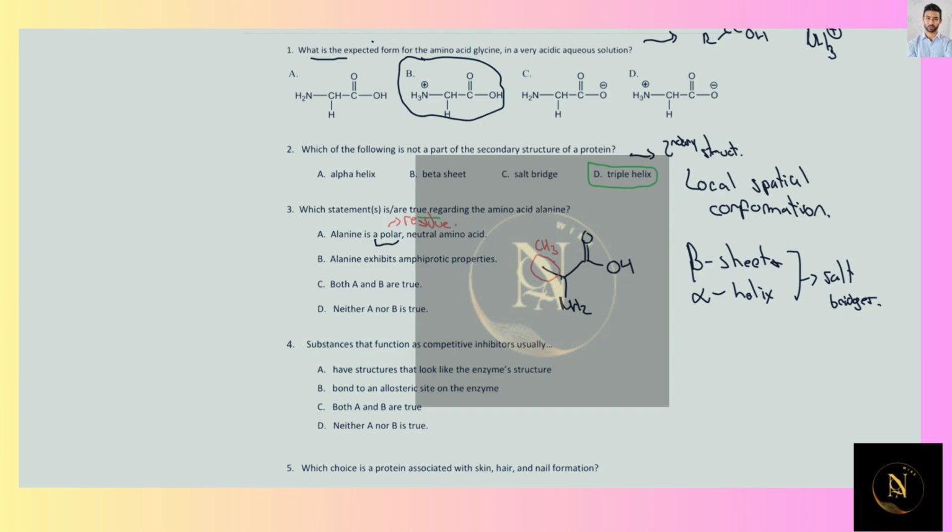And the only thing that is going to be true is that alanine is going to exhibit amphiprotic, or amphoteric, which is the most common name, because this region over here can act as an acid and this region over here can act as a base. So B is going to be the only one true in this scenario.